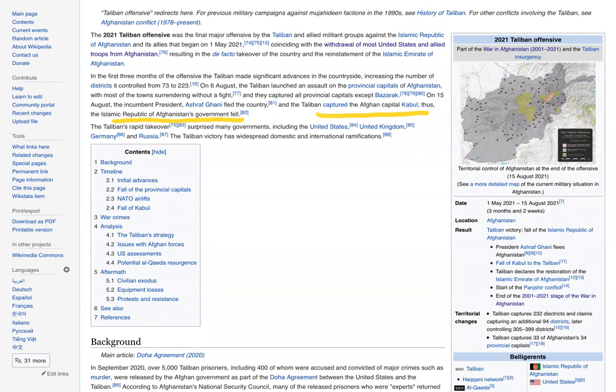The Taliban's rapid takeover surprised many governments, including the United States, the United Kingdom, Germany, and Russia. The Taliban victory has widespread domestic and international ramifications. Let's take a look at the background.